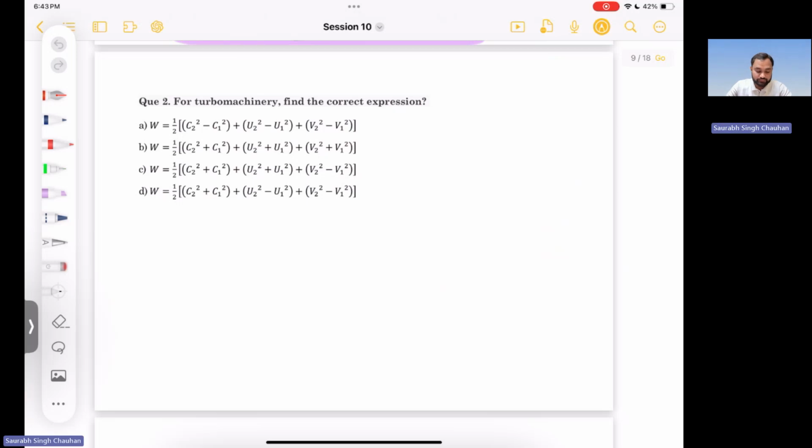Question number 2 says for the turbo machinery, find the correct expression. So this is the expression for work, and we have to find the correct expression for a turbo machinery.